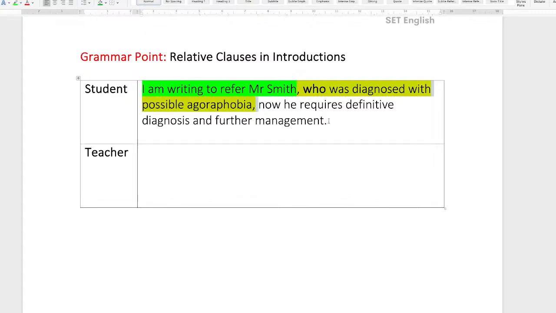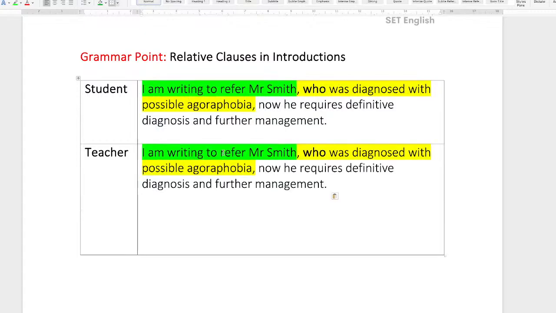So the solution is for me to extend the relative clause. Basically what I'm going to do is put "and" here instead of "now". I'm going to take this comma away. I'm going to put "and". "And" is my linker. And he requires definitive diagnosis and further management. Now the only issue that we've got here is that we've got Mr. Smith, we've got who, and we've got another word which means Mr. Smith. And that's he.